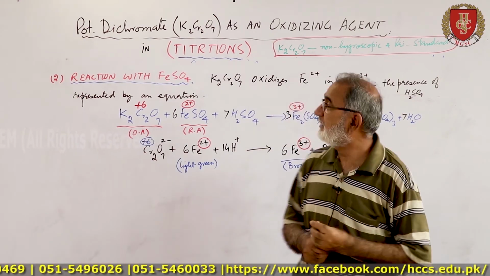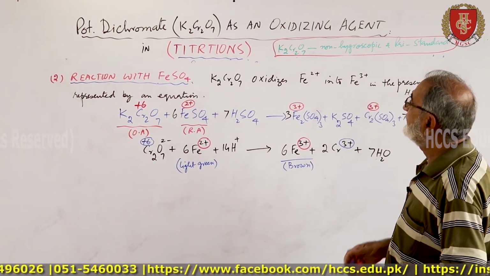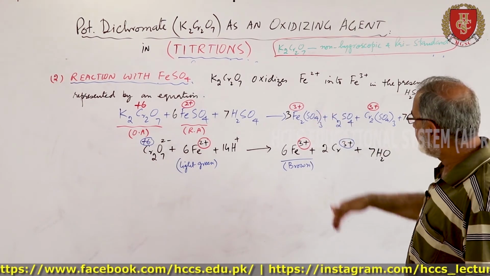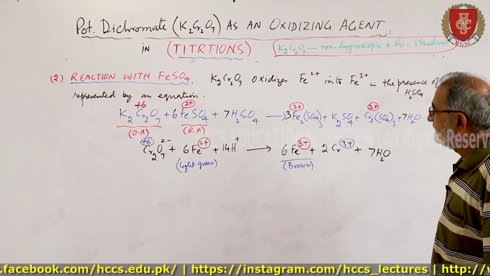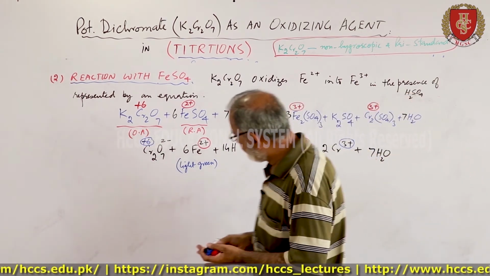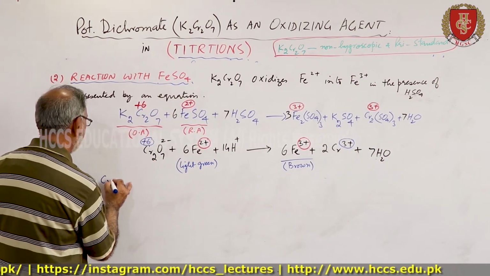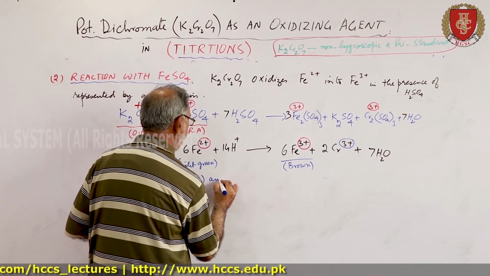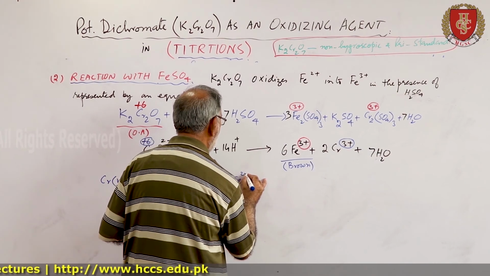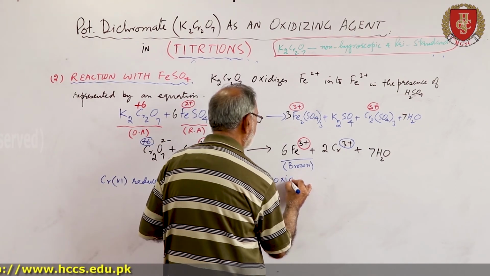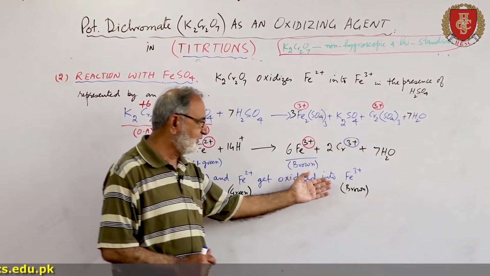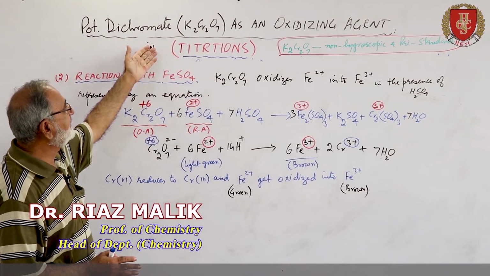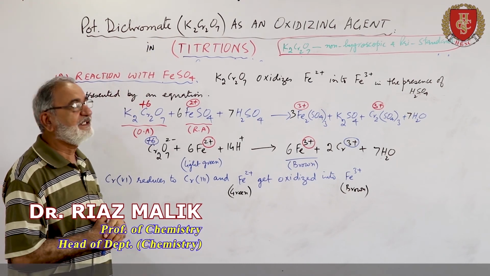So this was all about potassium dichromate as an oxidizing agent in organic chemistry, and in the case of titration, Cr6 plus reduces to Cr3 plus and Fe2 plus gets oxidized into Fe3 plus. So this was all about the titration, how we can use potassium dichromate as an oxidizing agent.